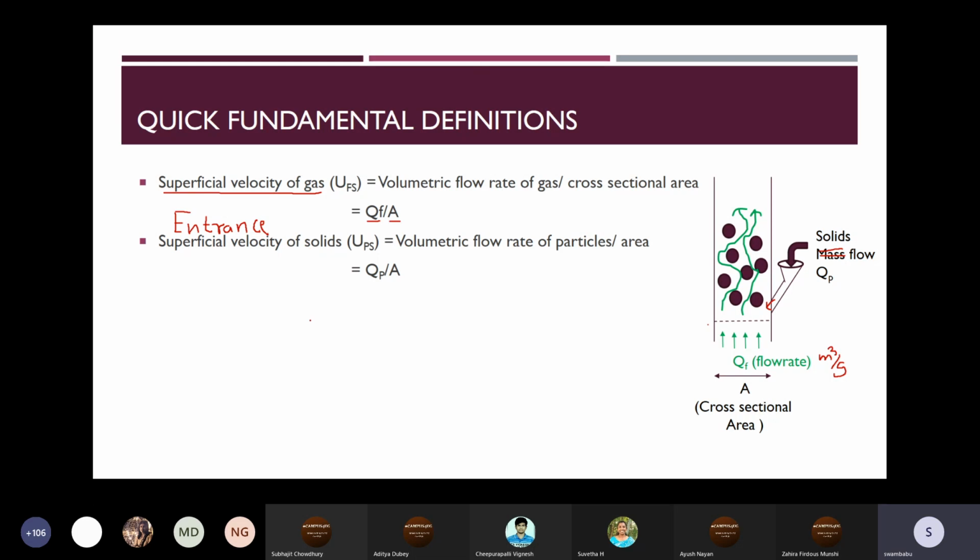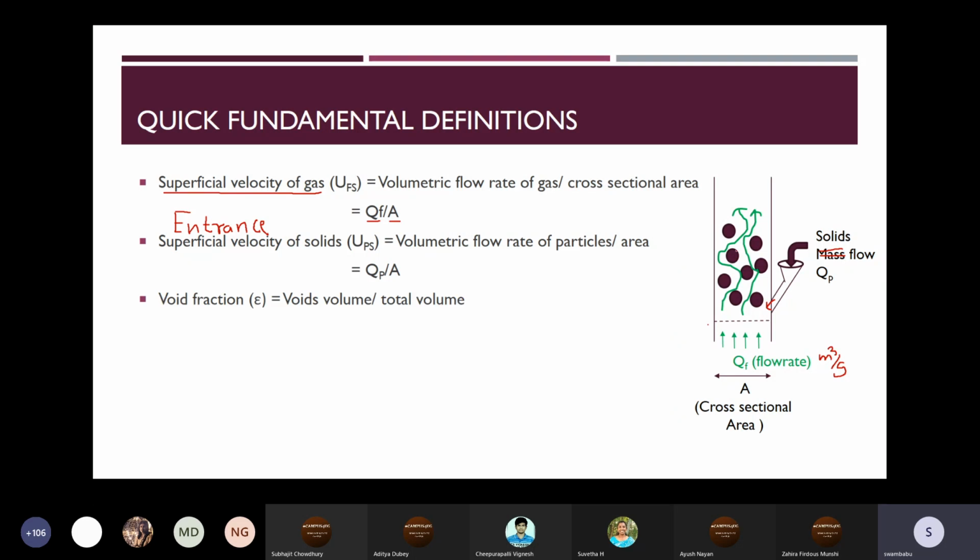So the superficial velocity of the solids is: if only solids flow and no gas is flowing, with what velocity will the particles move? That is called the superficial velocity. It is nothing but the volumetric flow rate of the particles by area.